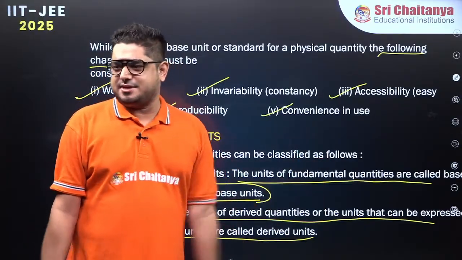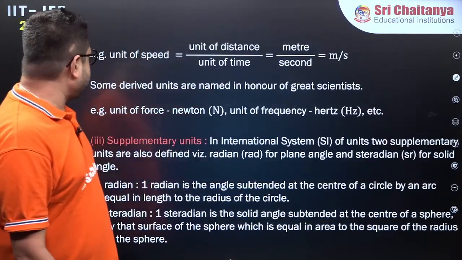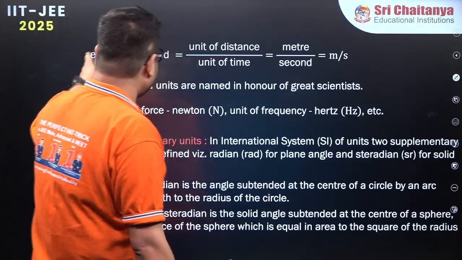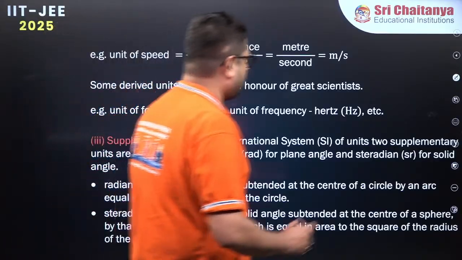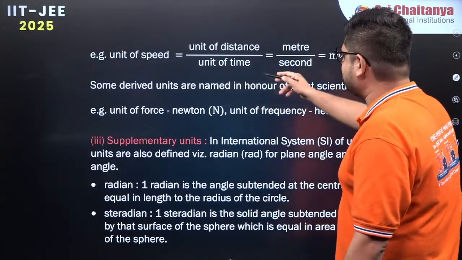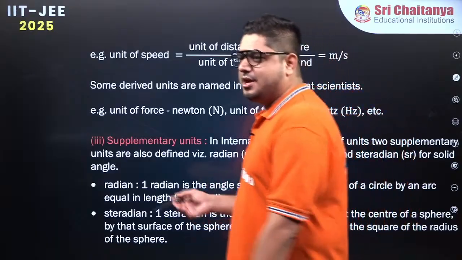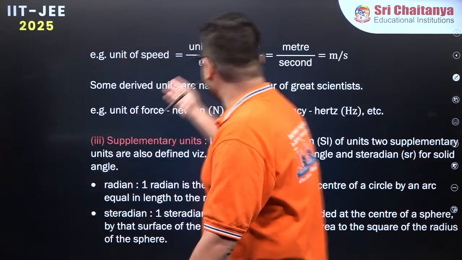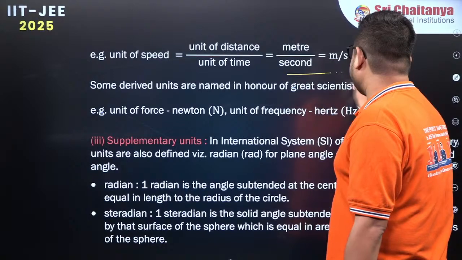This is a very easy concept. Now you can see that these are the fundamental units being depicted over here. What are these? The unit of speed is unit of distance by time. You know that speed is distance by time, isn't it? That's what is being given. That is meter per second, isn't it?